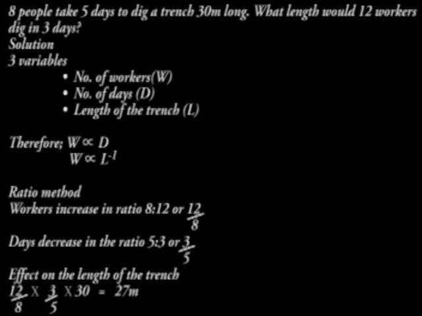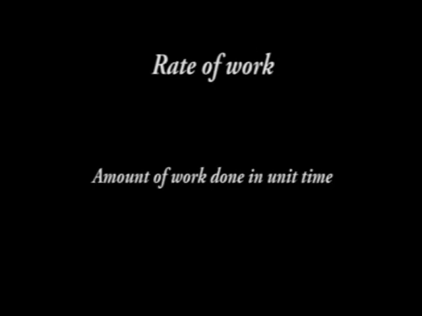Attempt the above question using the unitary method. We move to rate of work. This is the amount of work done per unit time. The reasoning is just as in the previous case, that is, determining the relationship between variables, direct or inversely proportional.